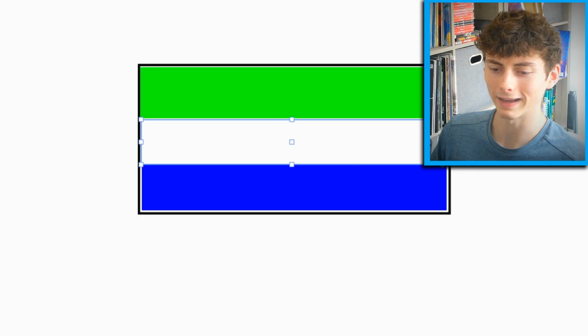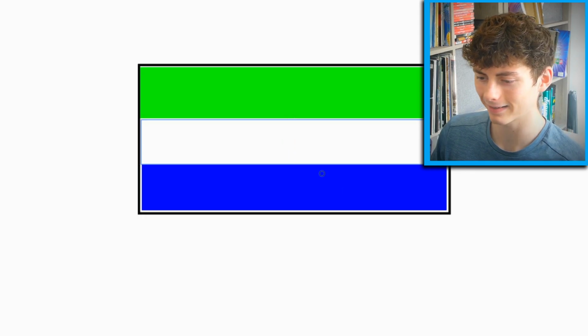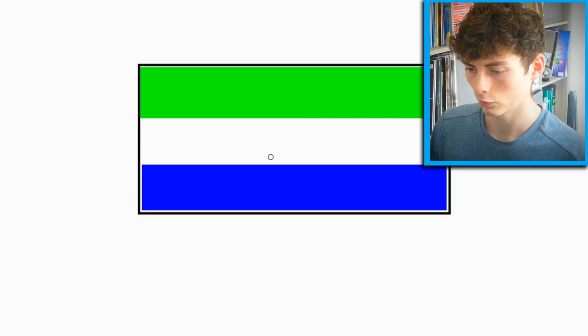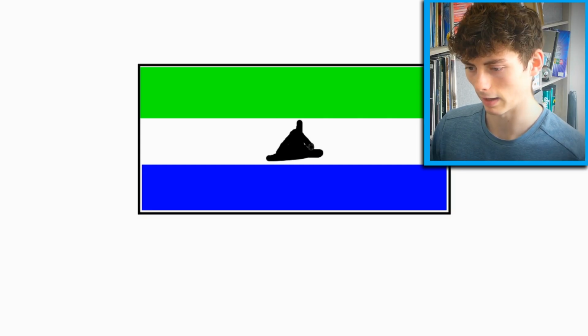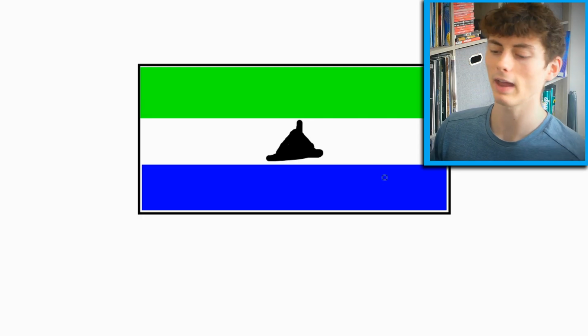So I'm fairly sure it's just black and it is a strange shape. I'll try and draw it. It's probably easier to draw it than to actually describe it. So it almost looks like this. Yeah, that looks about right. Yeah, that looks better. Okay, I think that's what it looks like.